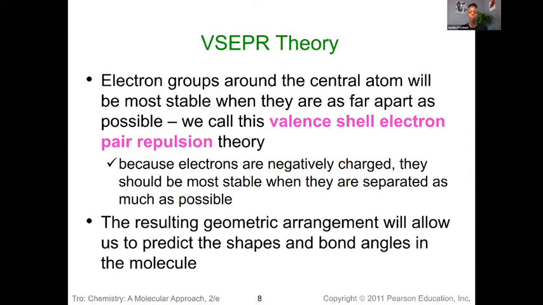The theory we're going to be using to help us predict these shapes is called the VSEPR theory. VSEPR simply stands for valence shell electron pair repulsion theory. In this theory, we're going to be accounting for all the electron groups surrounding the central atom. And then the resulting geometric arrangement that we see is what's going to allow us to declare what shape we are dealing with, and ultimately think about the overall bond angles that are present as well.